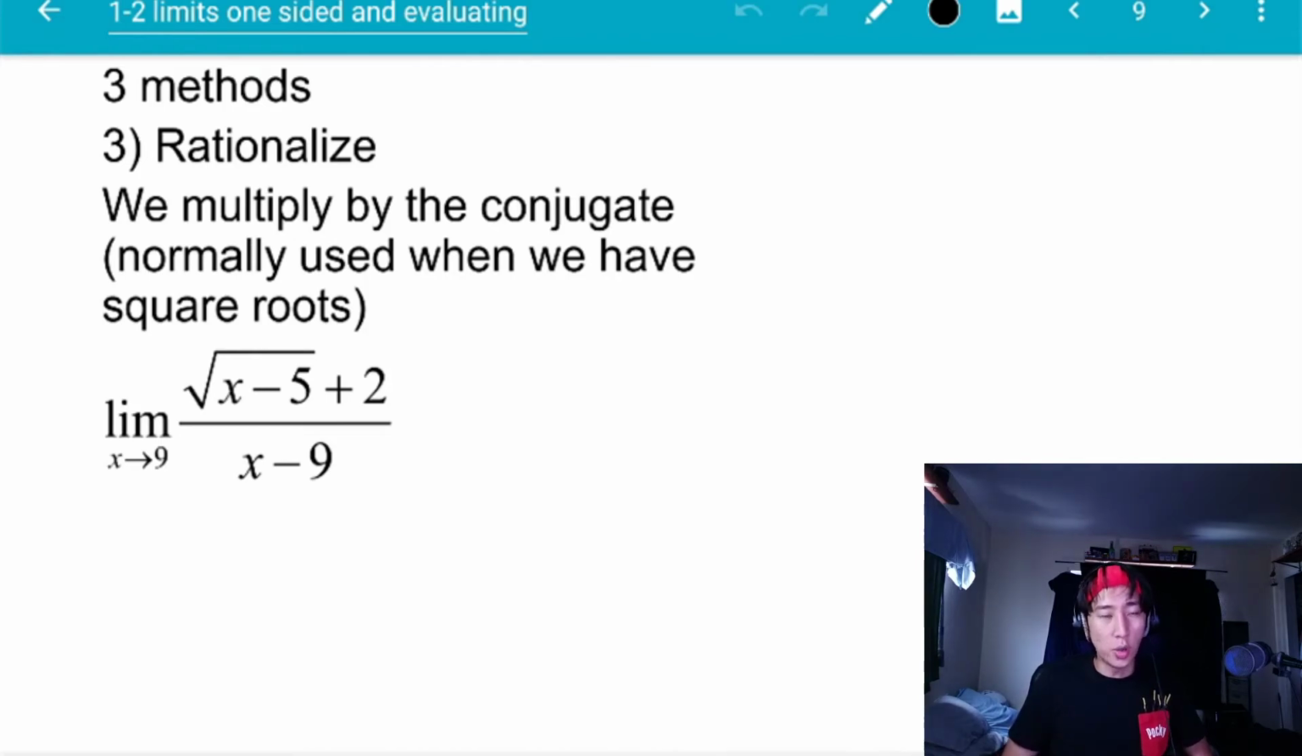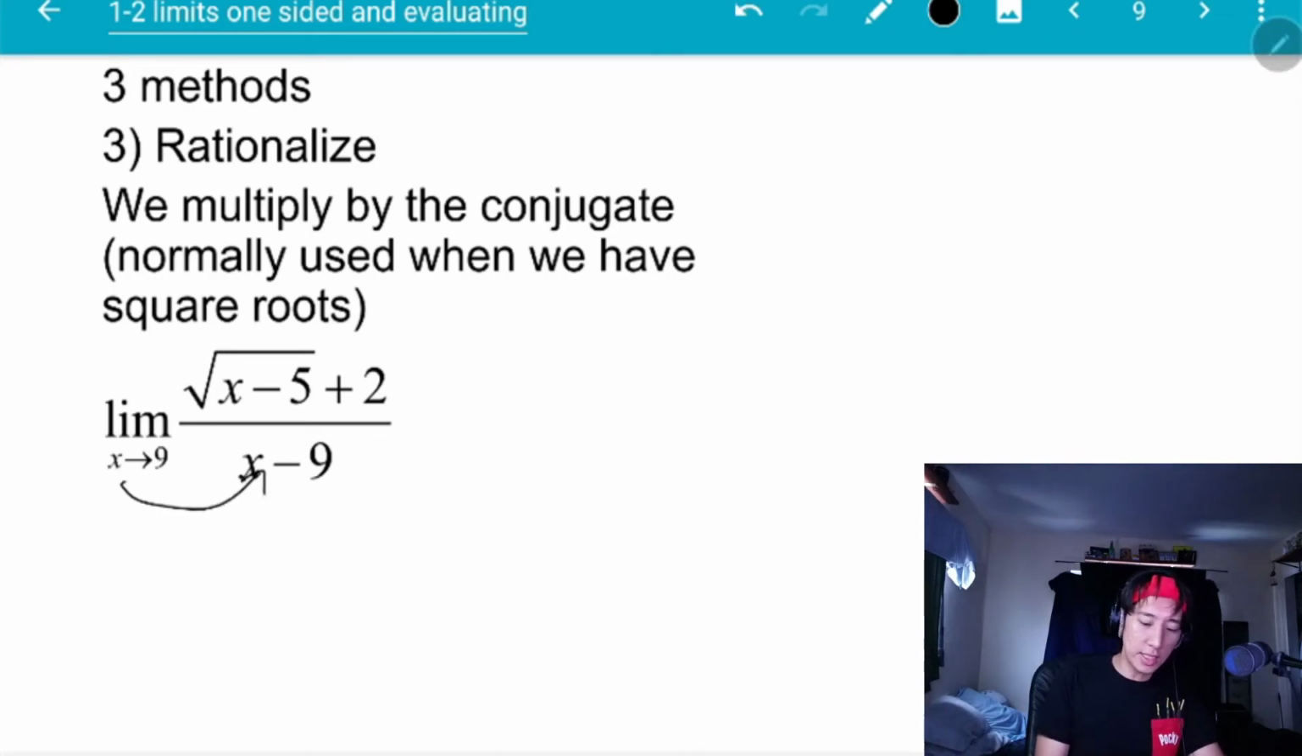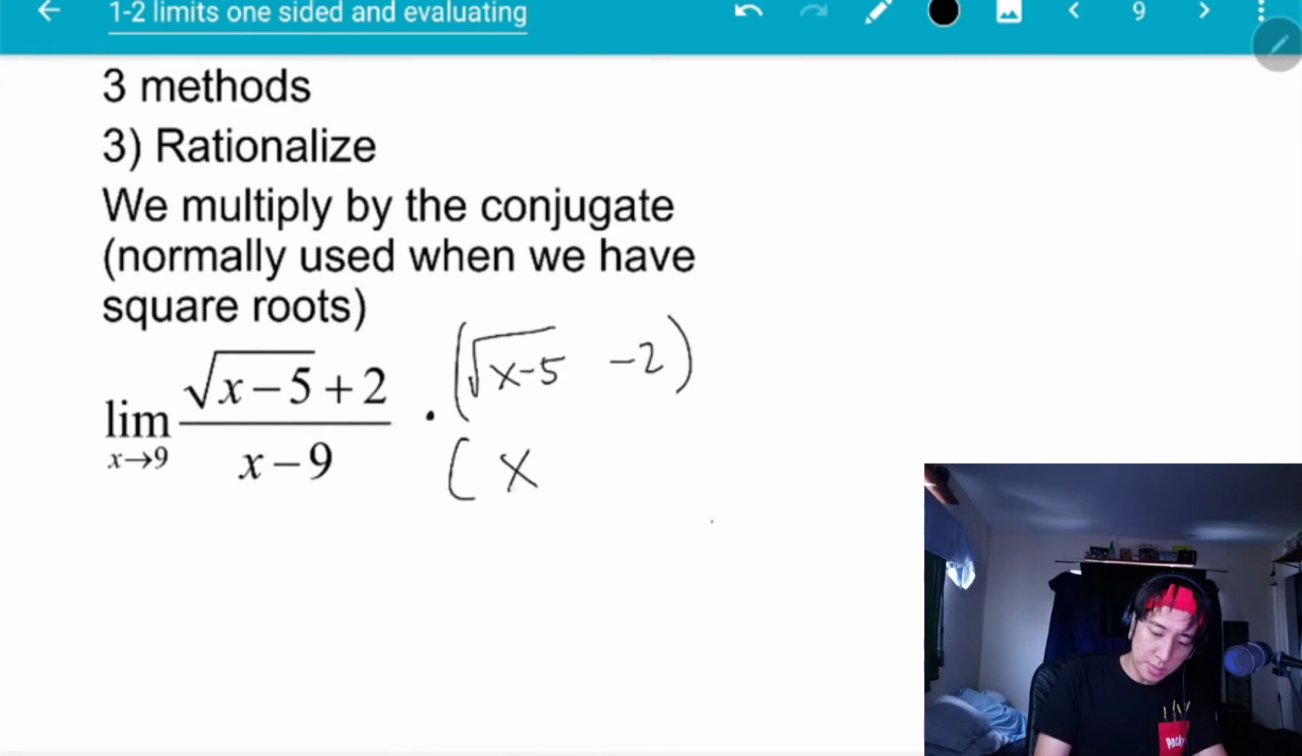And yeah, this is normally whenever you have a square root. Whenever you have a square root, this is like a big hint that most likely we're going to be multiplying by the conjugate here. So if I see this, we're just rationalizing, which means I want to get rid of my square root. The thing that's breaking is if I plug my 9 in over here, it's going to give me 0. So all I'm going to do is multiply the numerator and denominator by square root of x minus 5 minus 2 and x minus 5 minus 2.